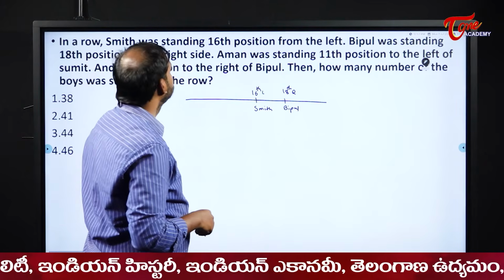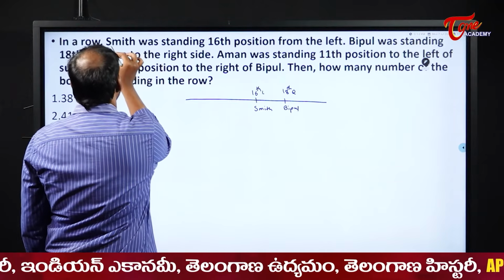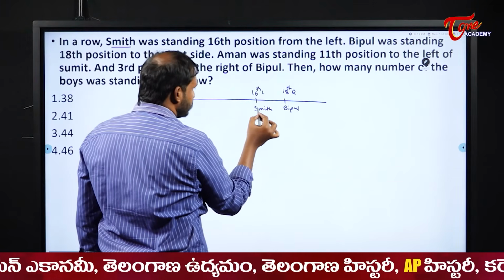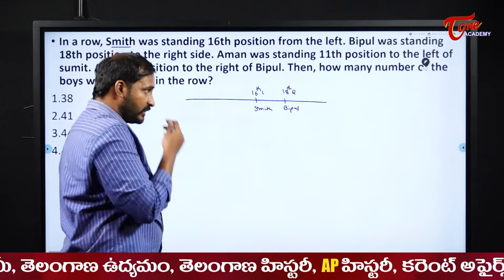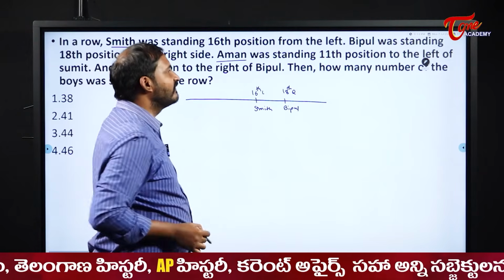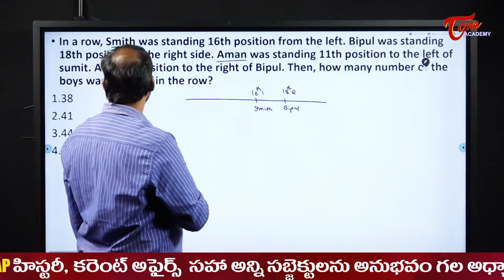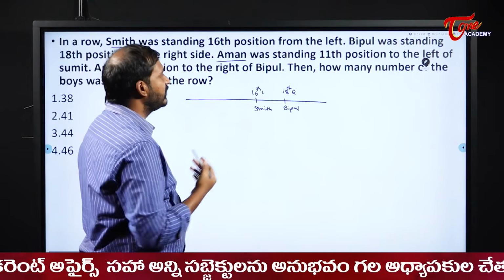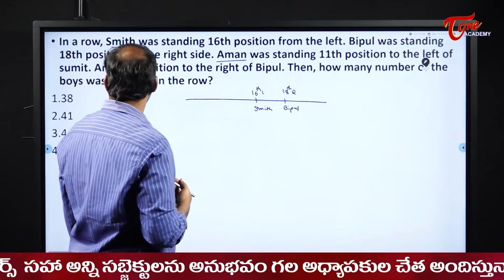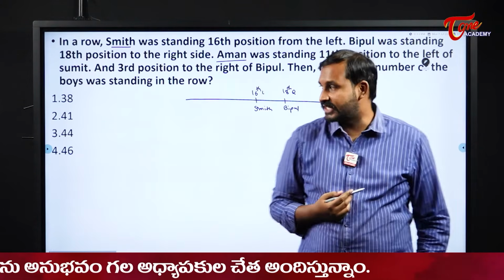Okay. See here students, this is Sumit. Instead of Smith, we will consider it as Sumit. Okay. Aman was standing 11th position to the left of Sumit and 3rd position to the right of Bipul. Then how many boys are standing in the row?